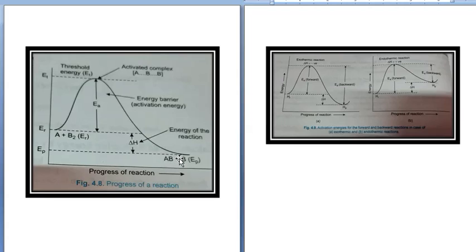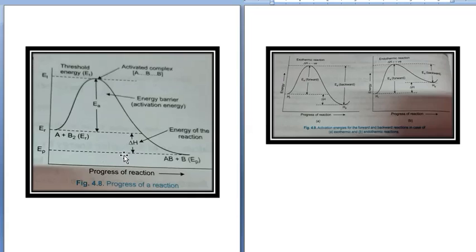All right, and then it forms the products, and the energy of products is this. So actually the energy of reaction is delta H. This is energy of reactants minus energy of products. So that delta H is the energy of reaction. Now see, fast reactions have low activation energies, whereas slow reactions have high activation energies.